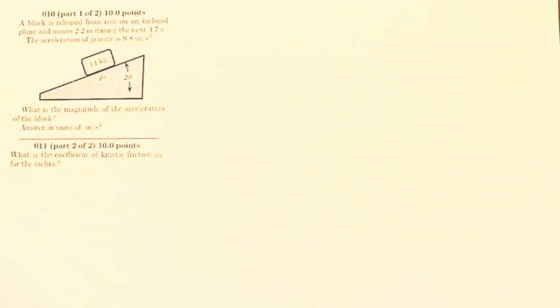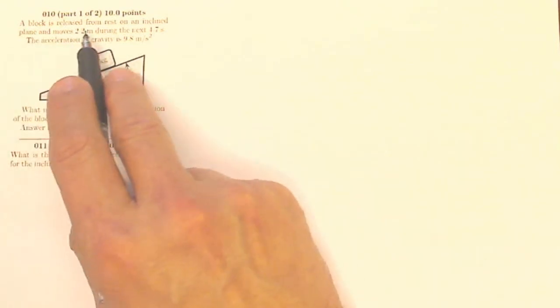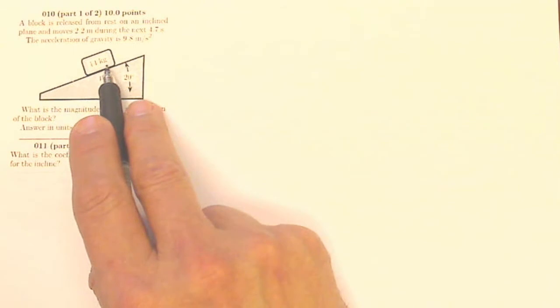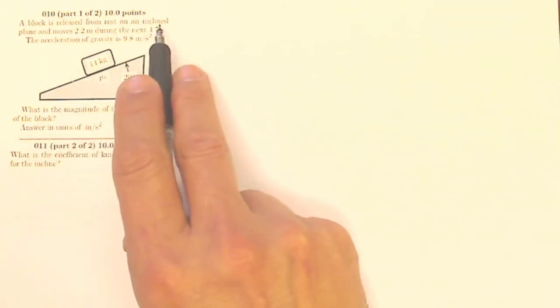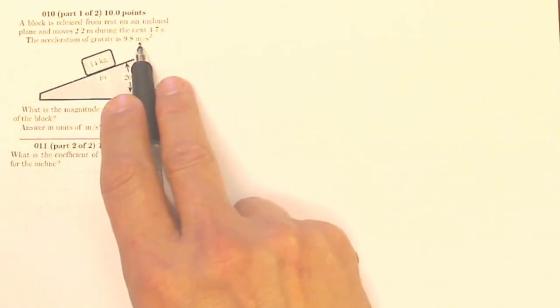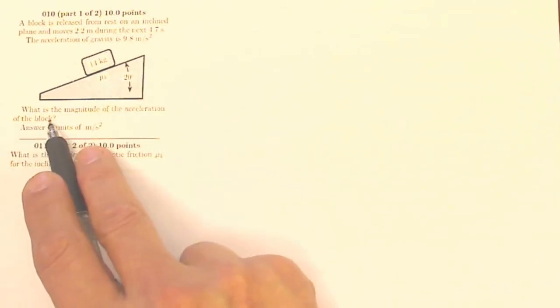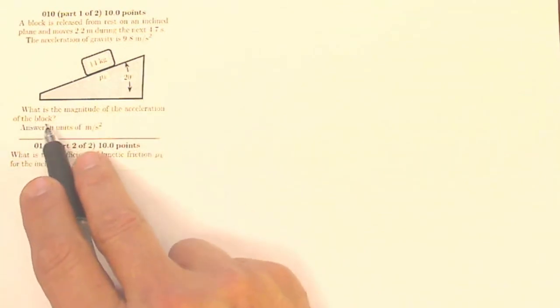This is Mr. Beck Does Your Homework, AP Physics Homework 3.2, question number 10, part 1 and 2, so 10 and 11. A block is released from rest on an inclined plane and moves 2.2 meters during the next 4.7 seconds. The acceleration of gravity is 9.8 meters per second squared. What is the magnitude of the acceleration of the block?